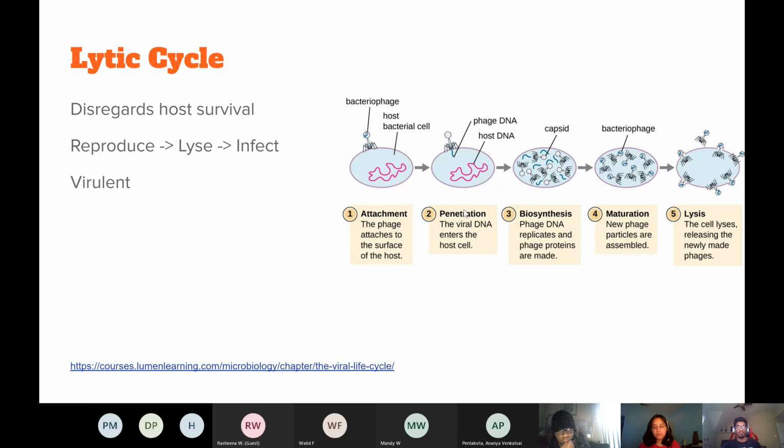And that brings me to the cycles by which a virus can infect, replicate, and leave a cell. The lytic cycle, which is super simple: the bacteriophage in this visual, or the virus in general, is just there to infect the cell, create as many copies as it can of itself, and get out as fast as possible. It disregards host survival completely. And viruses that are in this cycle are called virulent.